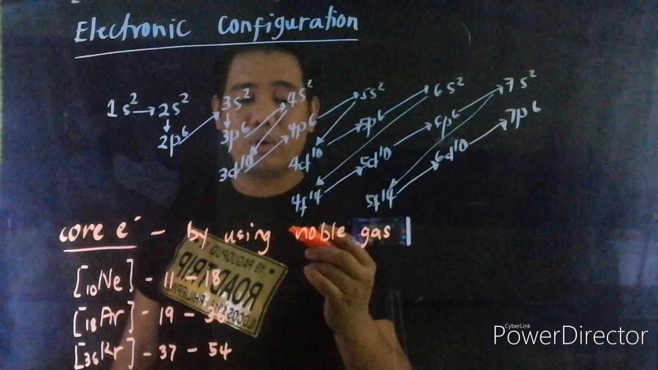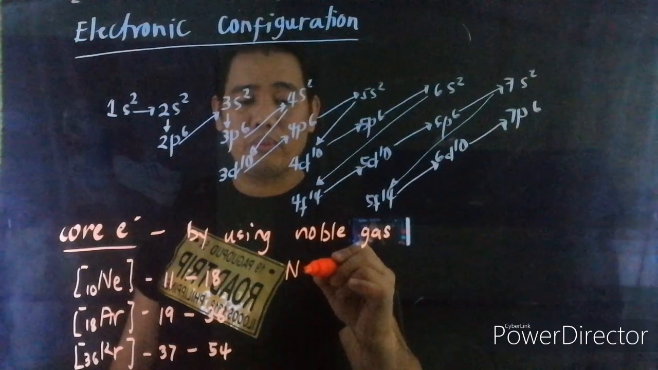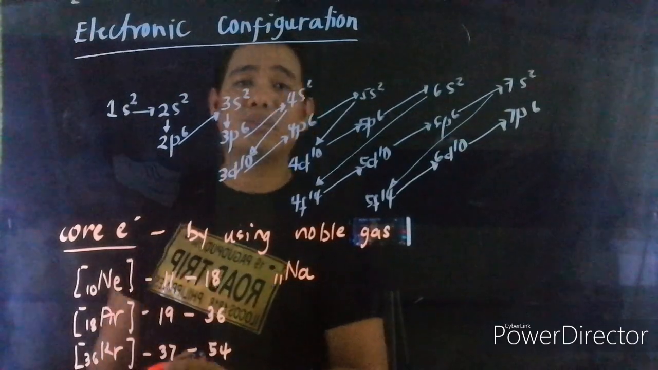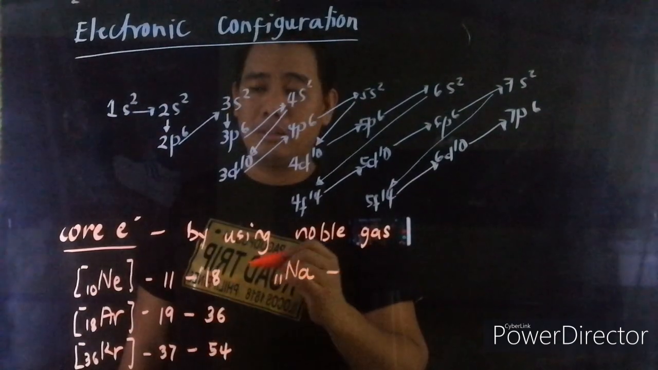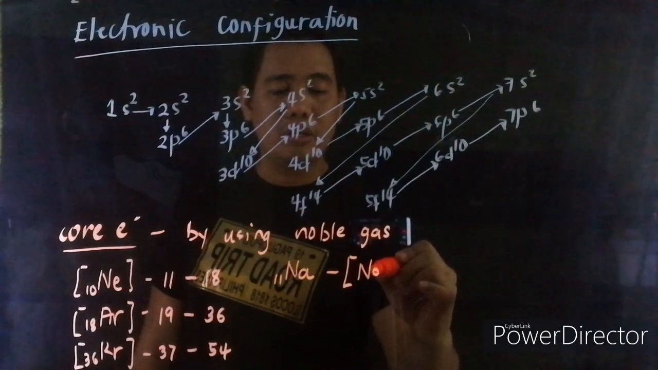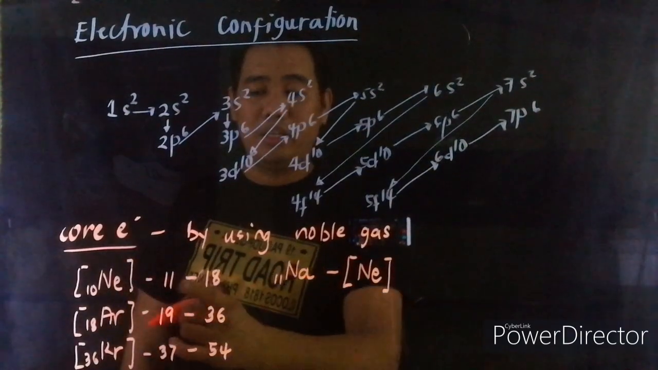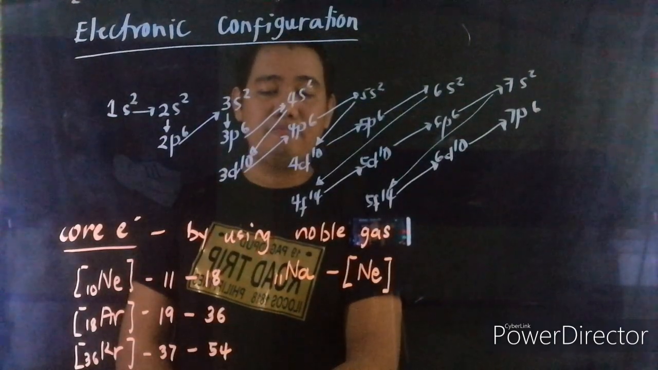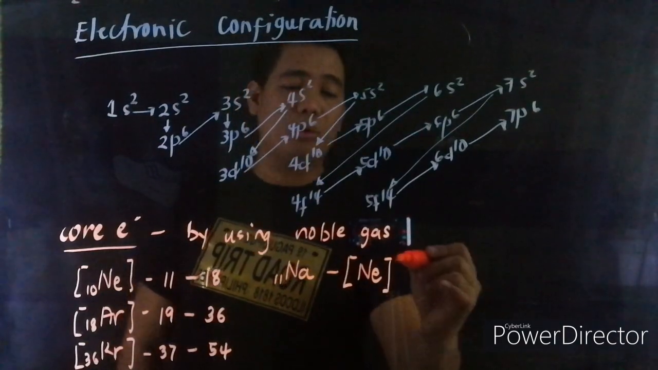So let us have an example of how to use this core electron. For example, we have sodium. Sodium is 11. That is the atomic number of sodium. So we can use what core electron or noble gas? Very good. We can use neon. Neon is 10. It will start at 11. So sodium is 11. So how many more left? We have 1.